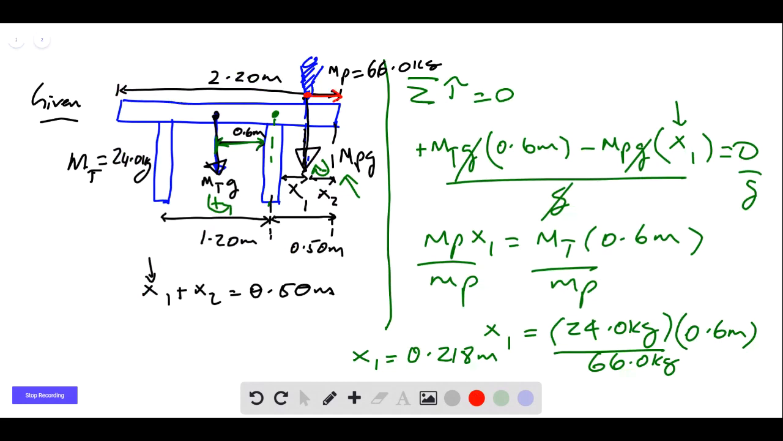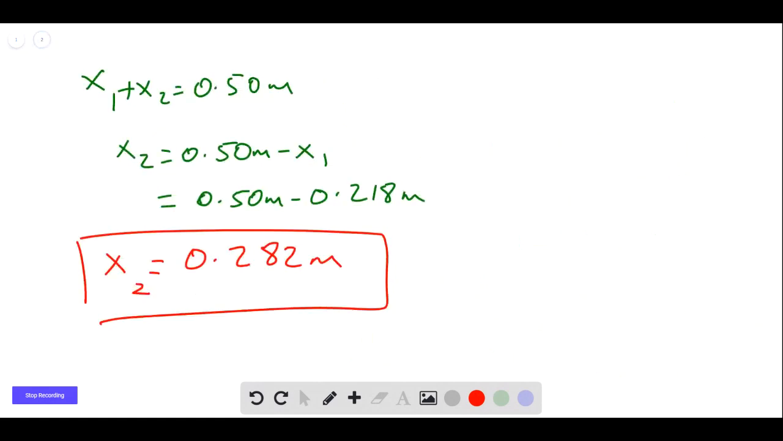So this distance right here. Again, we use torque, assuming that the sum of torques around the right support is 0 because the system is in equilibrium. And so we simplified that using algebra, and we're able to get the distance x1, which is the right support to the person itself. And then these two distances, x1 and x2, are equivalent to 0.50 meters. And so when we subtract 0.218 meters for x1 from 0.50 meters, we get 0.282.